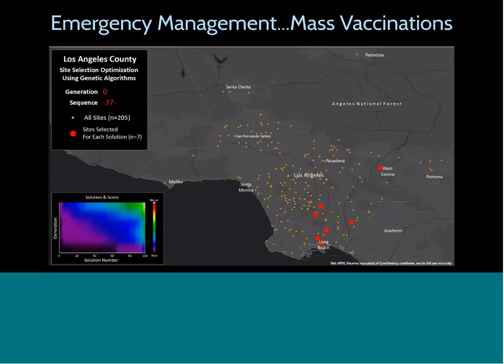But what we did is we took a genetic algorithm. Underlying this is the synthetic population, so all 6 or 8 million people in LA County, and we analyzed every combination, or a large number of the combinations, of 7 sites out of the 205 sites available, and picked the best 7 to minimize overall travel distance for the population. And so I'm going to show a quick video of this.